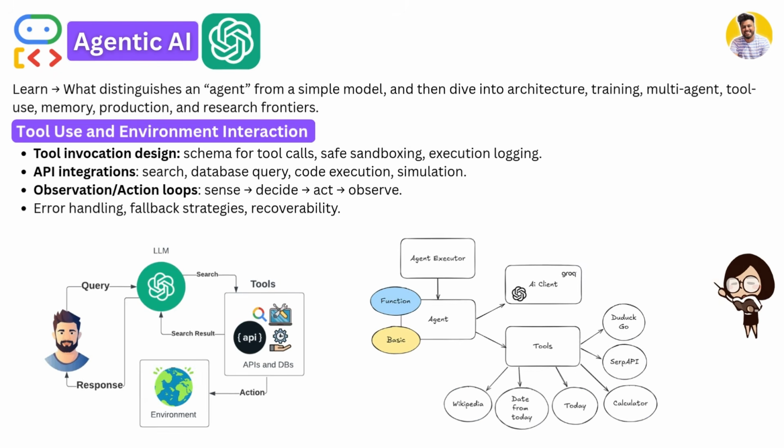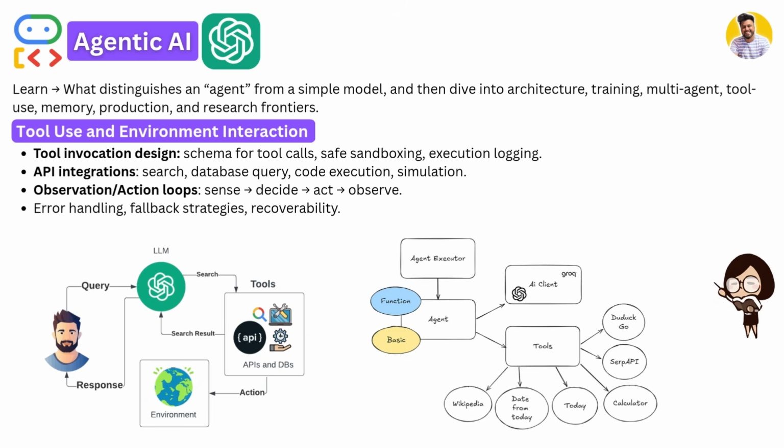After this, you can easily understand tool use or environment interaction with AI agents. So learn about tool invocation engines, such as how you can actually call a tool, call an API, or call a function by using AI agents, along with API integrations of search, database queries, sandboxing or code execution as well. And then learn about how its observation and action loops work, how it can sense, decide, act, observe, and learn, along with error handling and fallback strategies as well.